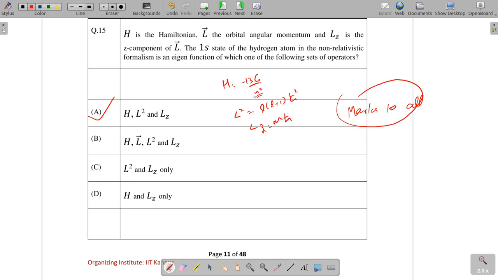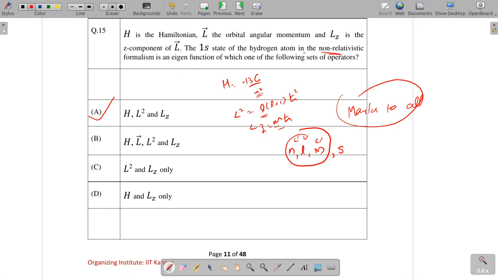Here n, L, and m are quantum numbers: the principal quantum number, azimuthal quantum number, and magnetic quantum number. In the relativistic case, you will get the spin quantum number also. Since here only the non-relativistic case is asked, we should be taking only 3 quantum numbers, n, L, and m. Okay, so which one of the following sets of operators should it be an eigenfunction of?